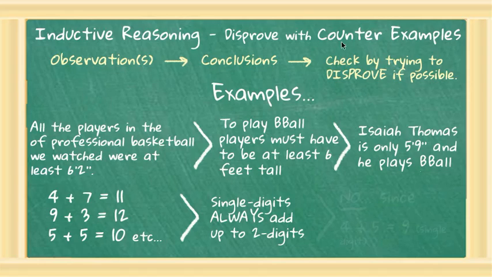Again, using this idea of counterexamples, all we have to do is find one case where that's not true, and we've disproven our conclusion. Well, no, that's not true, since 4 plus 5, 2 single digits, equal 9, which is also a single digit. So these are examples of disproving the conclusion we get from observations by coming up with just one counterexample.